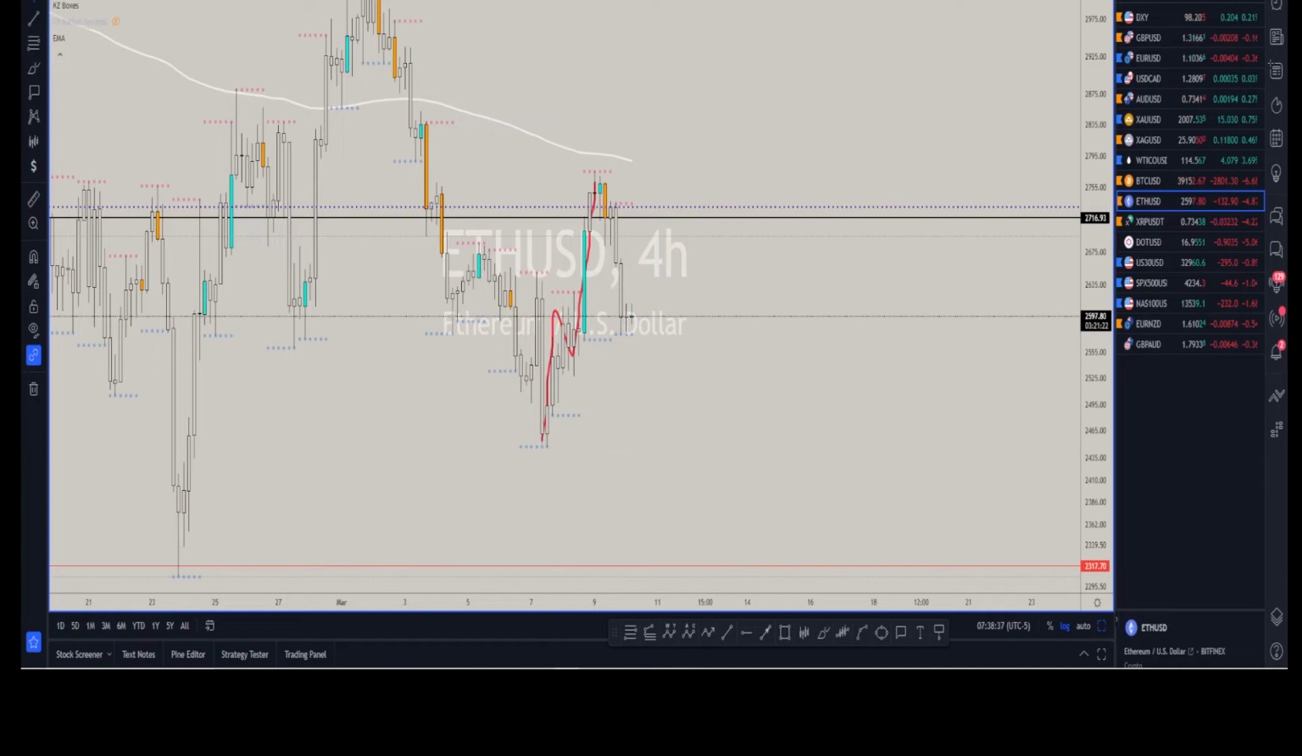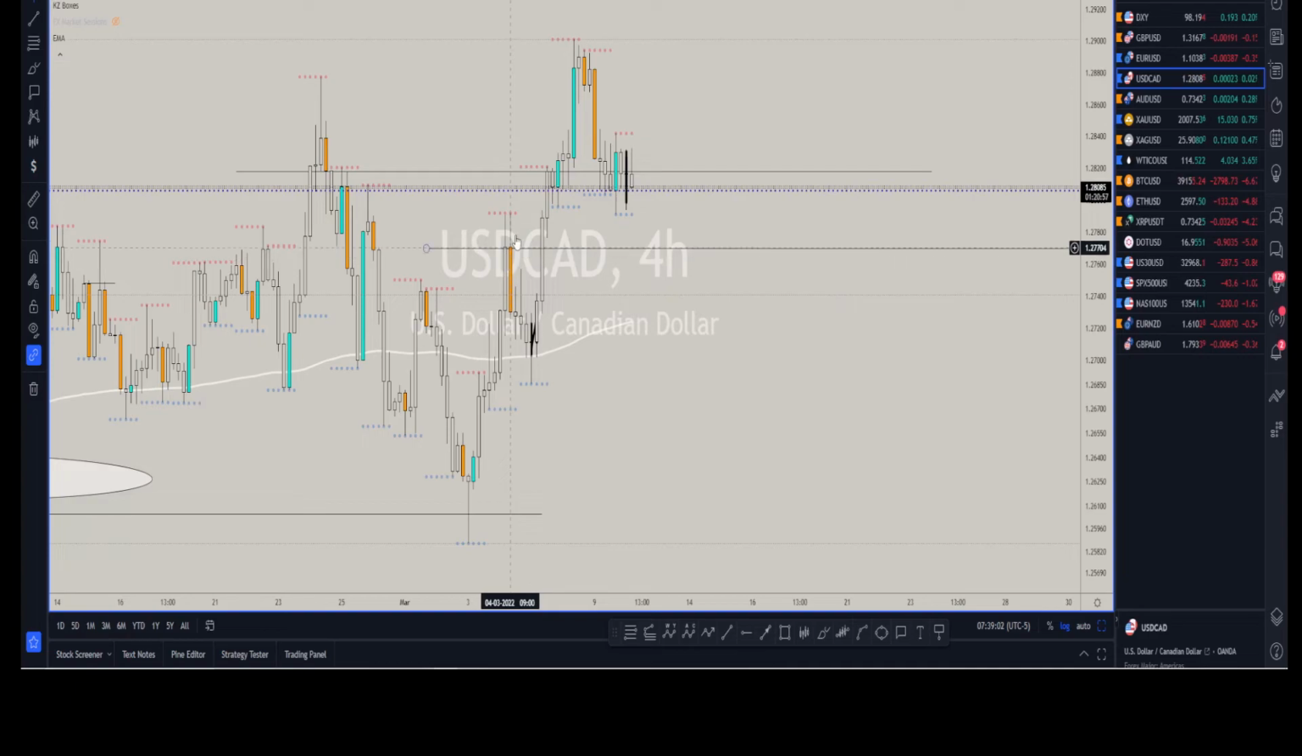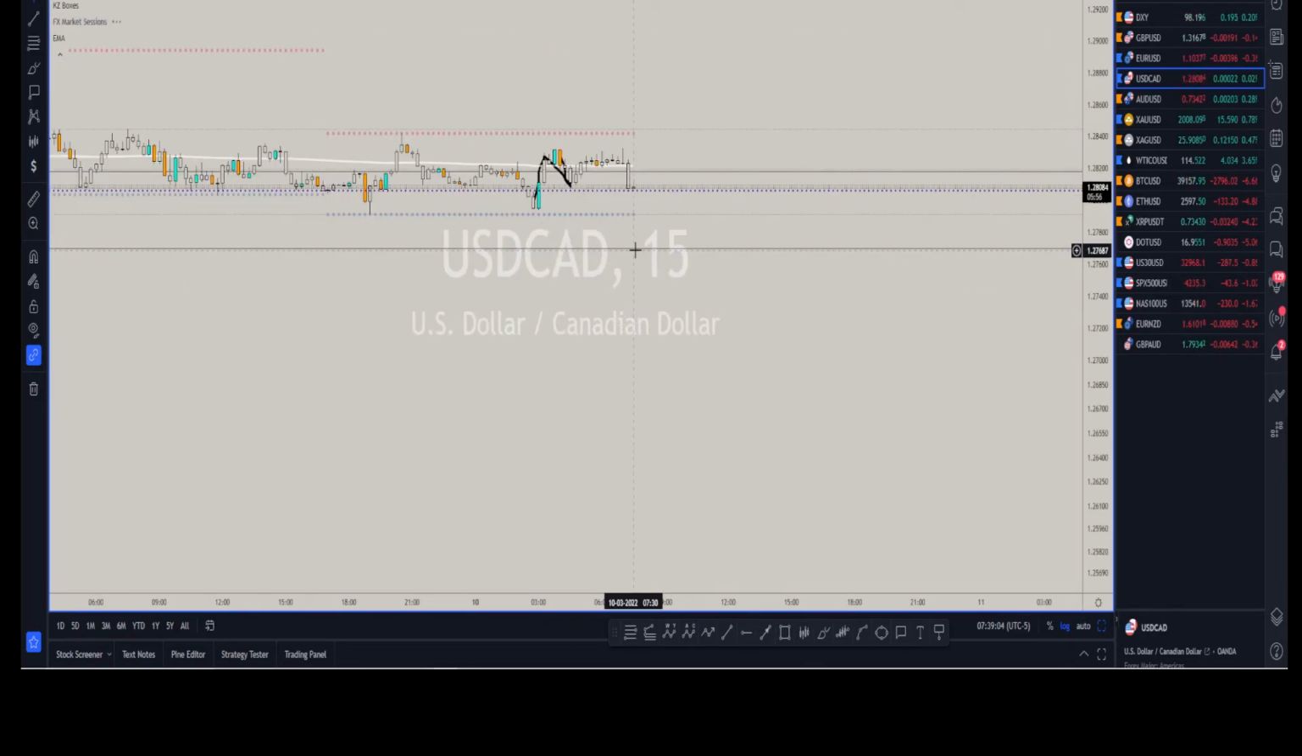I'm just looking at USD CAD. Where's that USD CAD? Yeah, see? That's why at key areas you minimize your position, right?